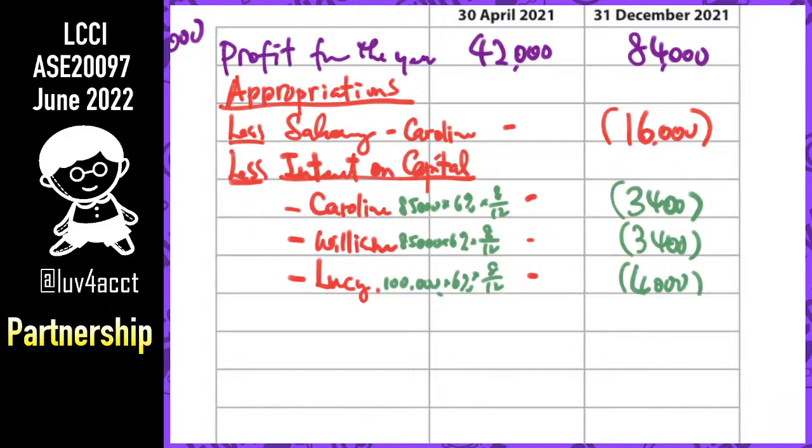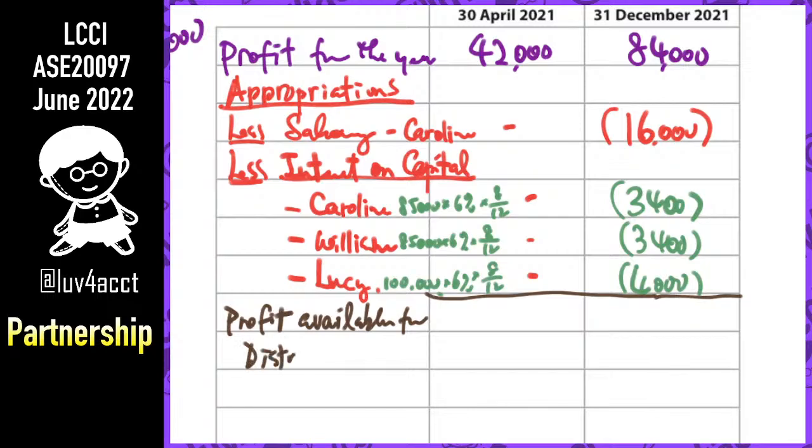Okay, so after this, we will have the profit available for distribution. We have 42,000 here because nothing is given yet. 84, 160 minus.